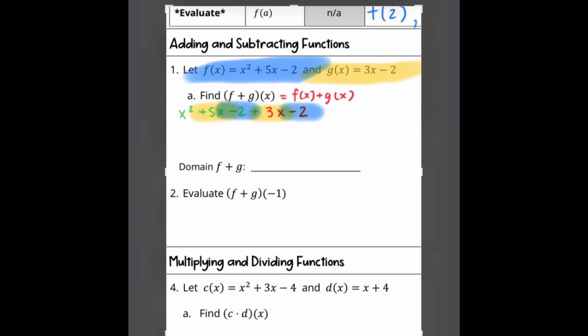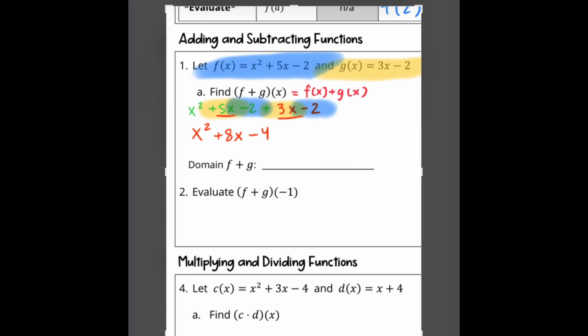So the x squared is going to stay as is because there are no like terms with it. And then we're going to add the 5x and the 3x, which is 8x. And then -2 minus 2 is -4. So that is f of x plus g of x.